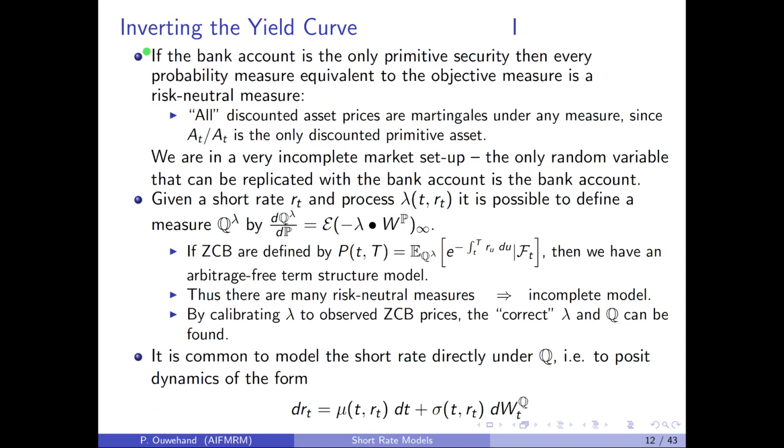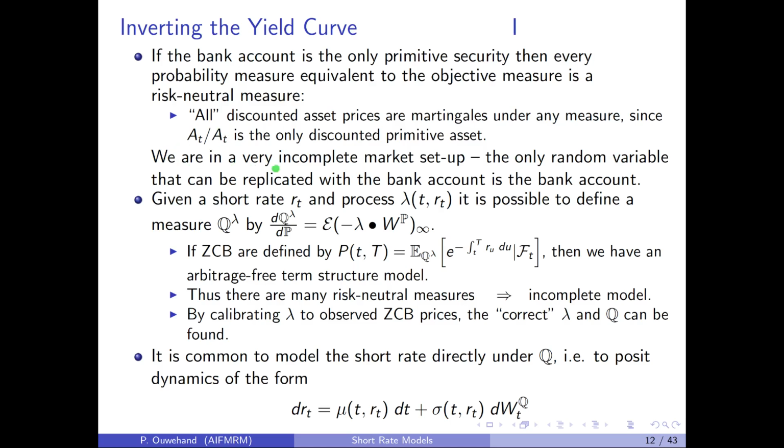Let's now consider fitting or calibrating our models to the observed term structure of zero coupon bond prices. This is also known as inverting the yield curve. In our current setup, the bank account is the only primitive security, and in such a case, every probability measure which is equivalent to the objective measure is a risk-neutral measure. This is because all discounted asset prices are martingales under any measure, since the only discounted primitive asset is the bank account divided by itself. As this is equal to 1, this is a martingale under any measure.